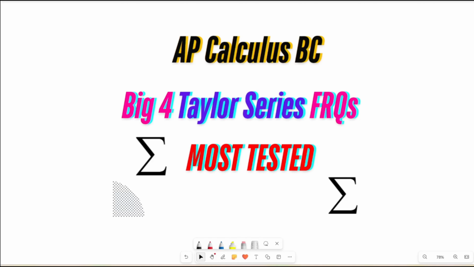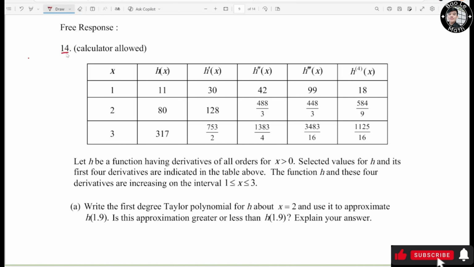Hello everyone, in this video we're going to explore Big 4 Taylor series FRQs that are most tested on the AP Calculus BC exam. Question 14. Let h be a function having derivatives of all orders for s greater than 0. Select values for the function h and its first four derivatives are indicated in the table above. The function h and these four derivatives are increasing on the interval 1 to 3.